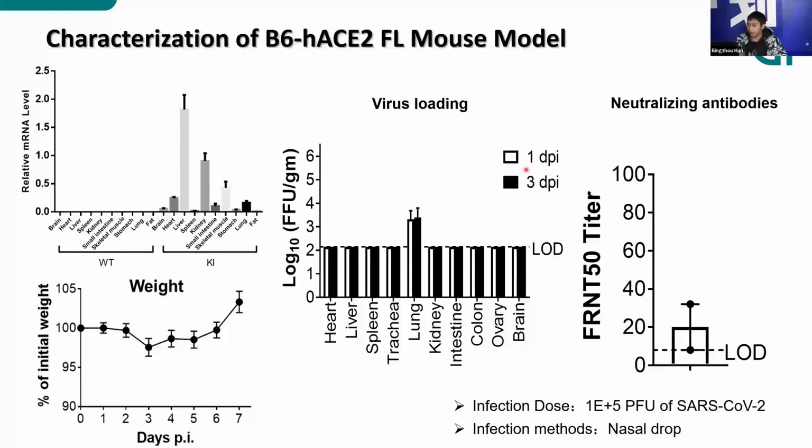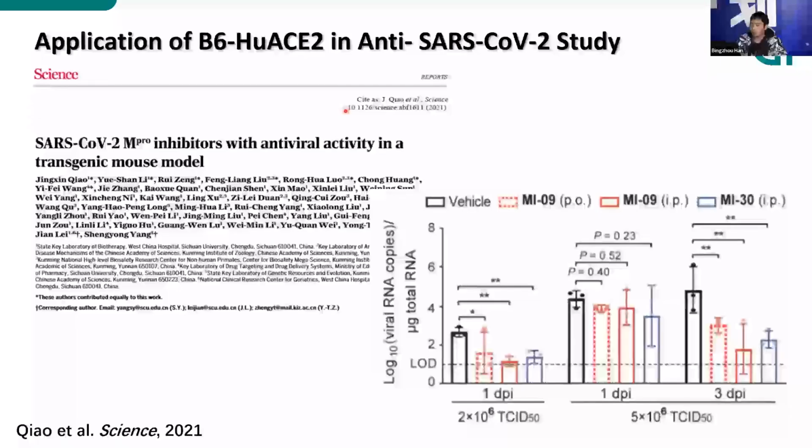And then we also tested the virus loading in the lung in this B6 humanized ACE2 mice models. At 1 day or 3 days post-infection, we can see that the virus load in the mice lung is significantly higher. And then we also tested the neutralizing antibody in the blood, and all these things demonstrate the expression and the functionality of this humanized ACE2 mouse model for study of COVID-19 infection in mice.